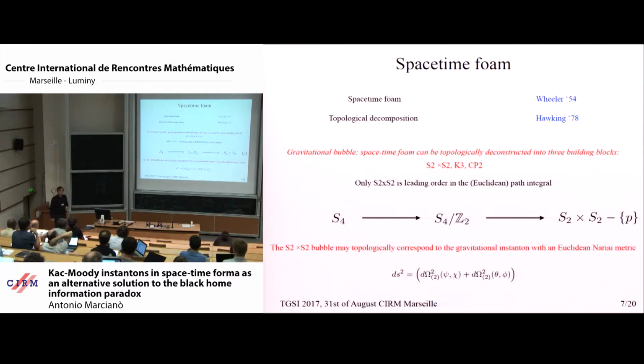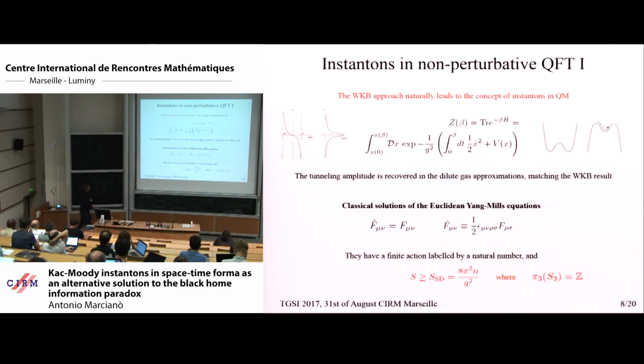And this Nariai metric, I will talk a little bit about that in a while, is a gravitational instanton. So it can be recovered as a gravitational instantonic solution. So let me introduce the other player here, which are instantons.